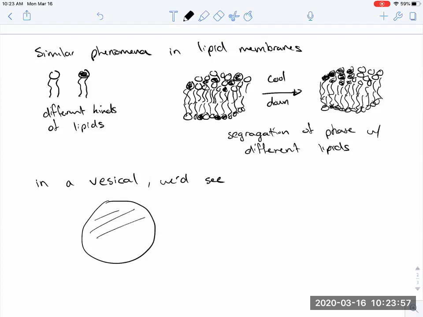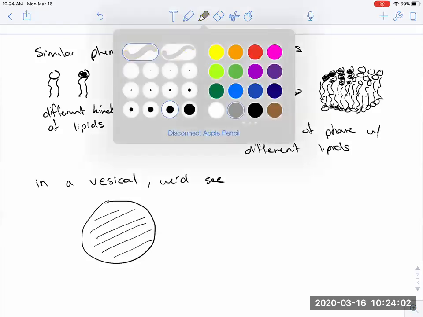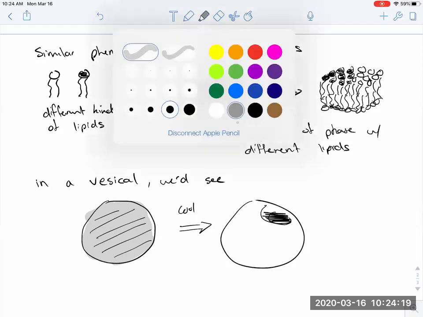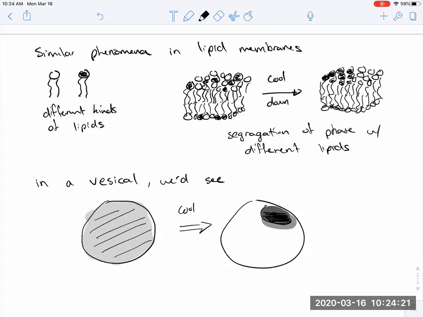So in the sphere, at some scale, we would see, oh, I can even do this. Let's do gray. Lipids equally distributed, well mixed. And if we cooled it down, what we'd see is big domains formed of each individual single component.